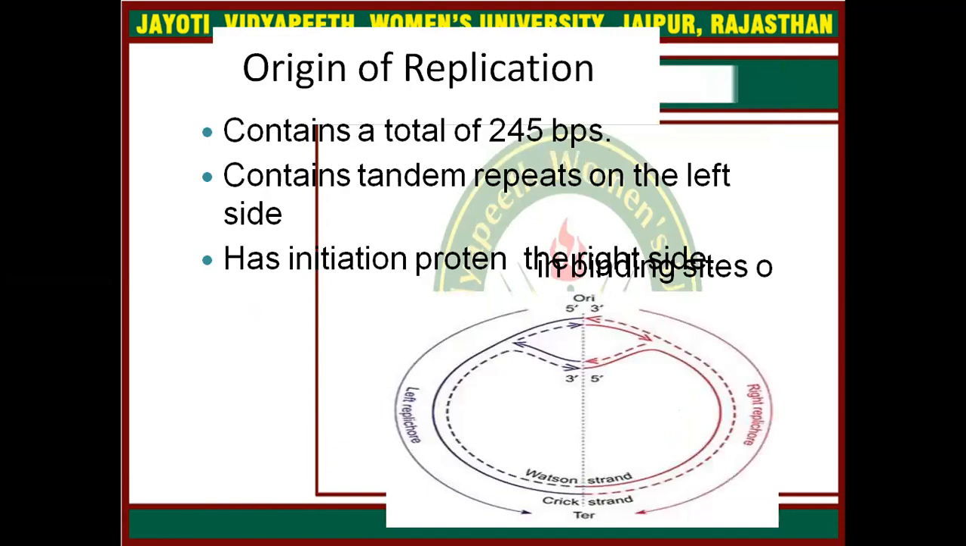Now come to the origin of replication, from where replication will start. It contains a total of 245 base pairs and contains tandem repeats on the left side, which has the initiation process and the binding site. Here you can see the diagram. This is the origin of replication, short form ORI.